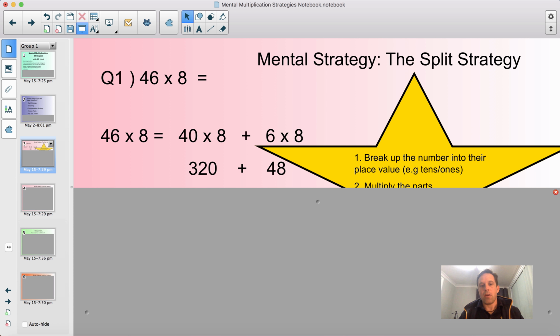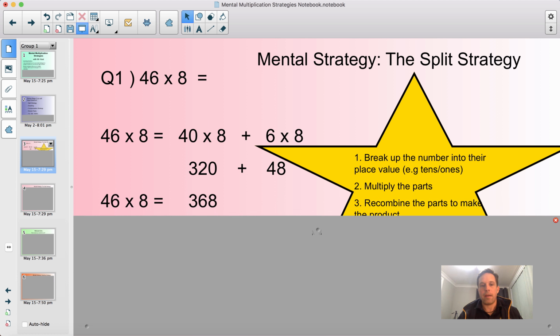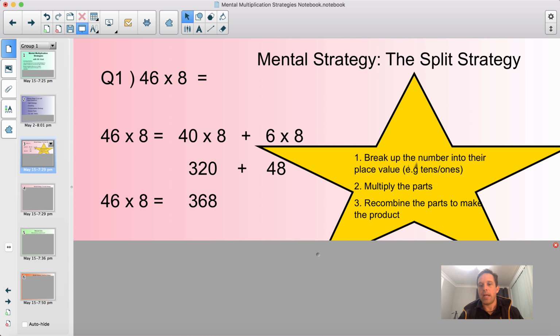So each of these sections, 40 times 8 equals 320, and 6 times 8 equals 48. I know how to do that. I know 10 times 8 would be 80, and I can times that by 4 to get 320. I know my times table, 6 times 8 equals 48. Then I add these 2 numbers together. So 320 plus 48 equals 368. So the process I've gone through is I've broken the numbers into their place values, their tens and their ones. I've multiplied the parts of these. Then I've recombined these parts to make the product.